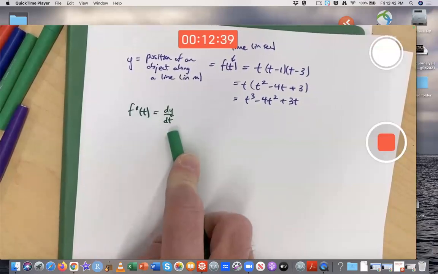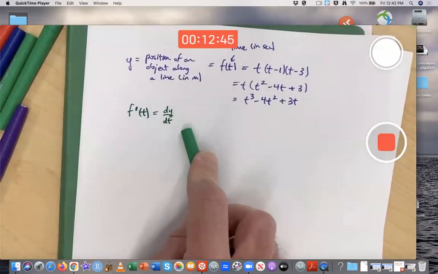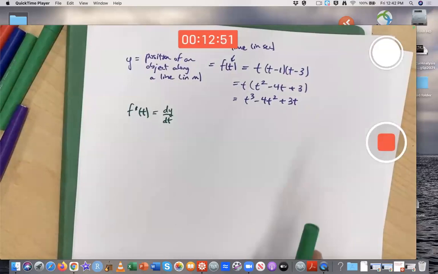This notation emphasizes the derivative as a rate of change, because this kind of looks like a fraction that represents a change in position divided by a change in time. In other words, a velocity. That's what this notation is supposed to remind you of.